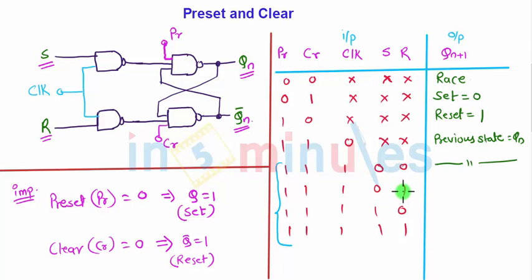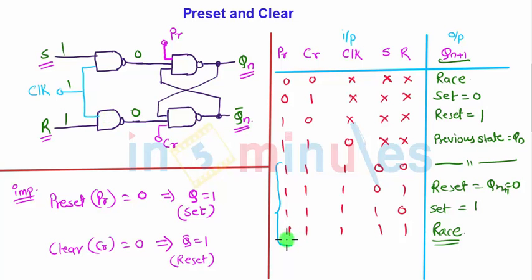That's why when SR is 0 1, it will reset the flip-flop. Since S bit is 0, this will be a reset condition and output Qn plus 1 will be equal to 0. Next case, SR is 1 0, that will be a set condition, Qn plus 1 equal to 1. And the 1 1 state is again a race condition. Why is 1 1 a race condition? Because if you apply S and R as 1 1 with the clock equal to 1, these outputs will be 0 0.